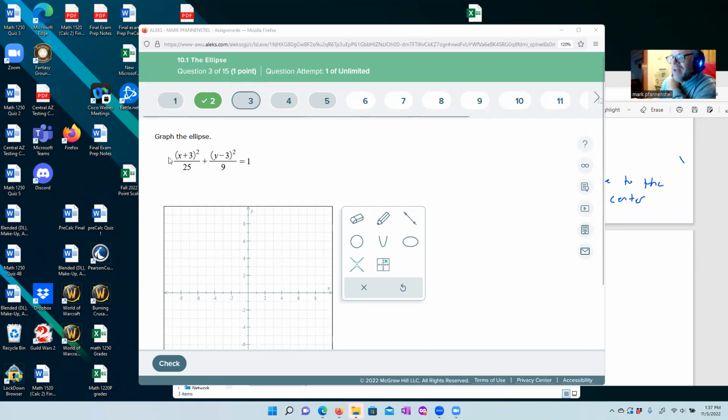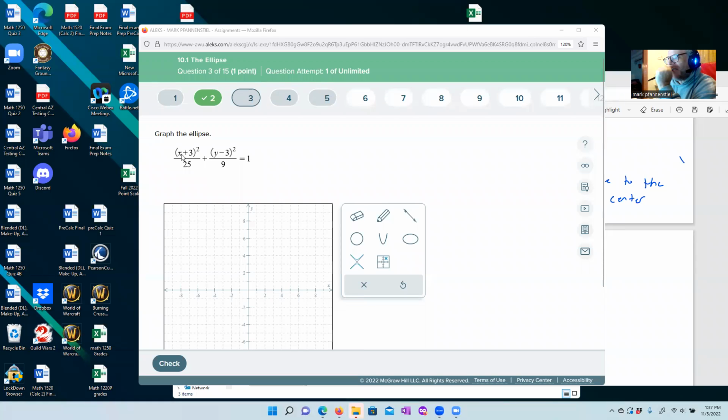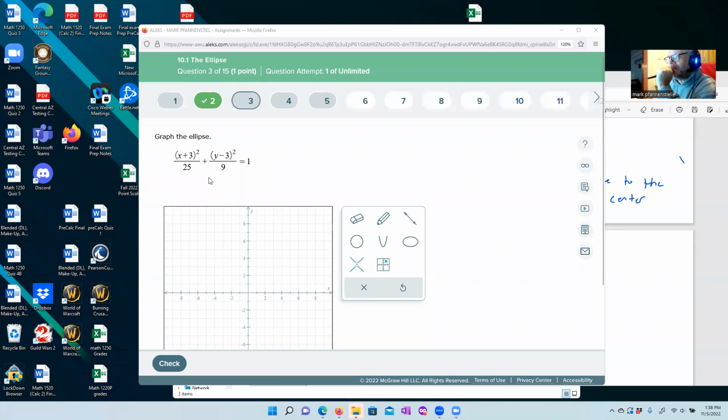But secondly, we have something squared plus something squared equals 1. That's how you know it's an ellipse. The ratios are different on the denominators. That's fine. That's why it's an ellipse and not a circle. But other than that, that's how we know it's an ellipse. So in this case they just want us to graph. I'm sure they'll ask us a lot of questions, but they just want us to graph.